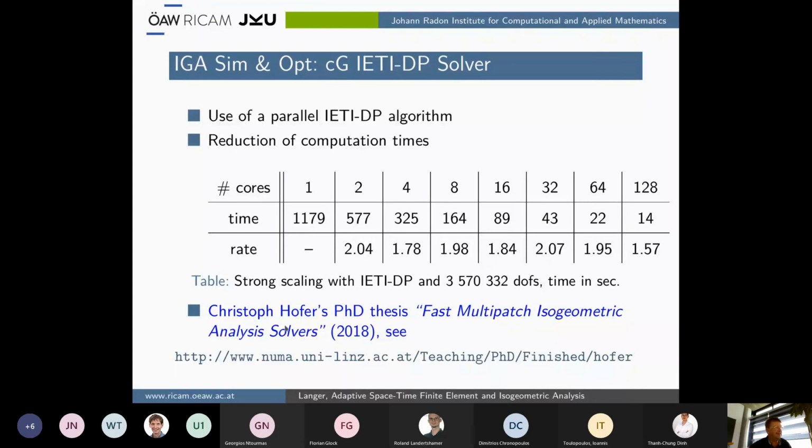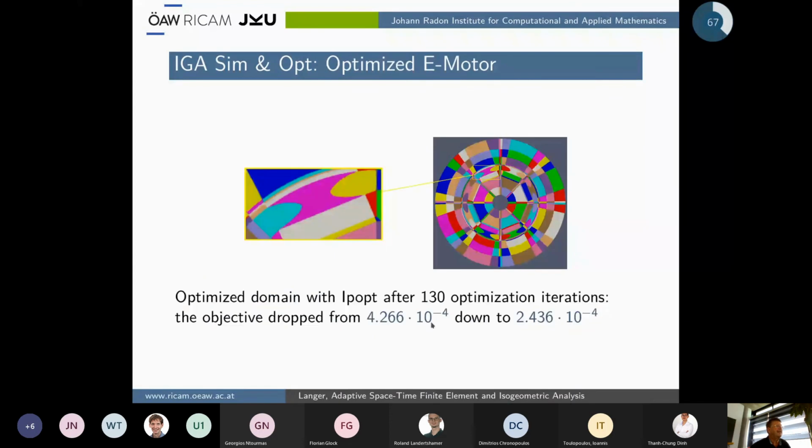So you can find a similar description of this method in Christoph's thesis. This is the result of an optimization process. So this is a distribution now of a ferromagnetic material. Now this is air. And we could halve the objective function.